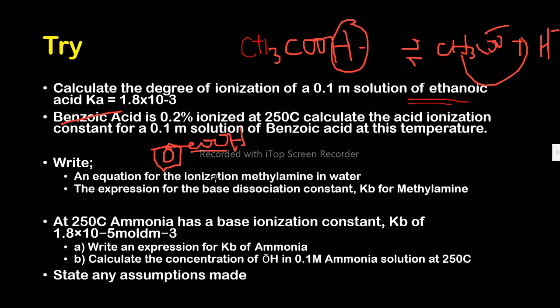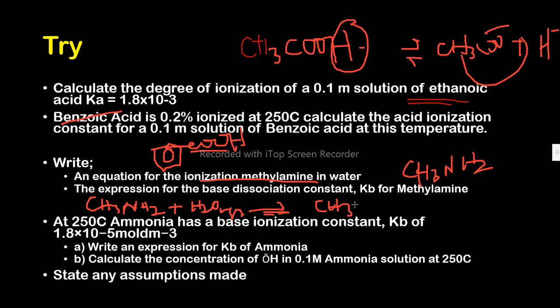Then we want an equation of ionization of methylamine. Methylamine is a weak base, CH3NH2. Its ionization: it will react with water, aqueous, to give us CH3NH3 plus and then plus the OH minus ions. So this is the ionization. Then from this we want the expression for the ionization constant. You can do this: the concentration of the products divided by the concentration of the reactants.